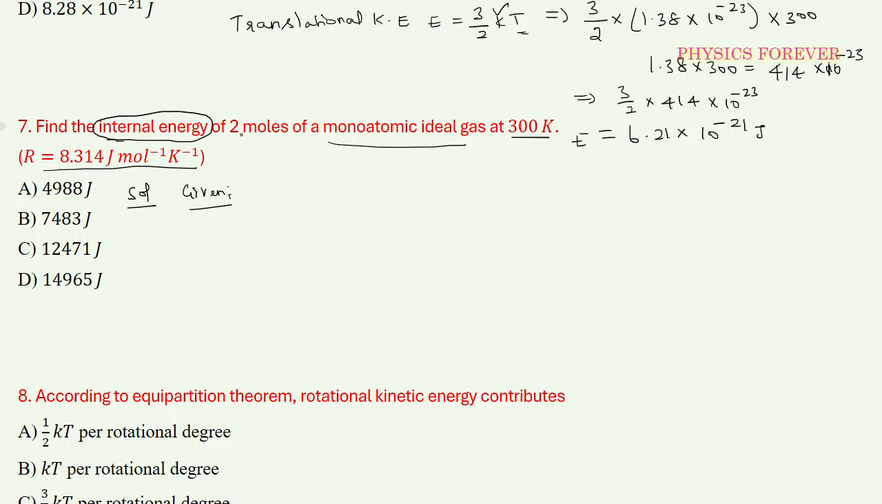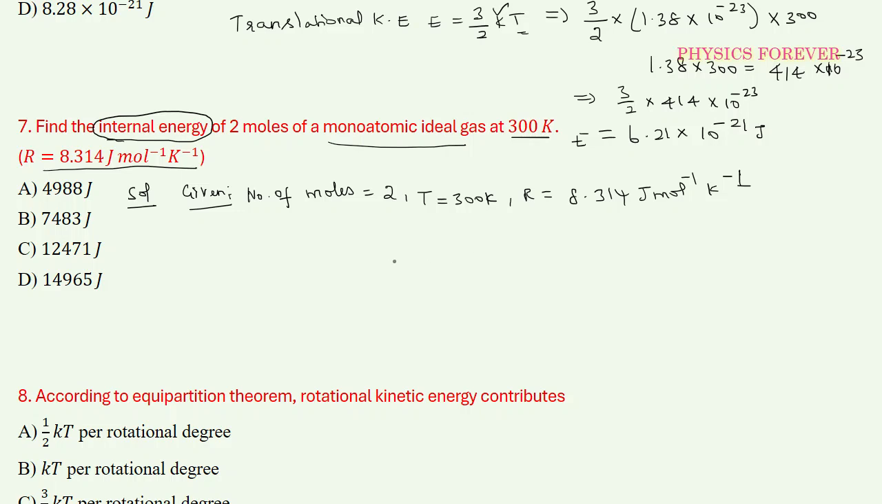So here the number of moles is 2, temperature T is equal to 300 Kelvin, and the gas constant R is equal to 8.314 joule mole inverse Kelvin inverse. But what is the formula? We have to use that.